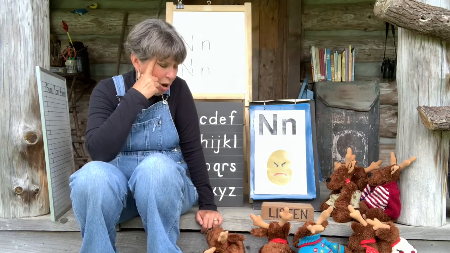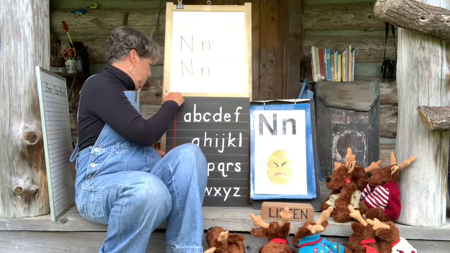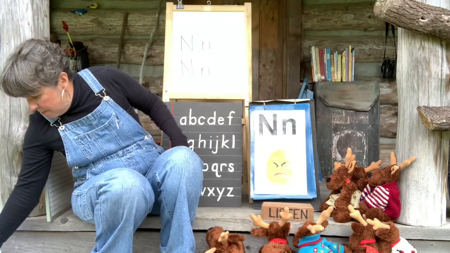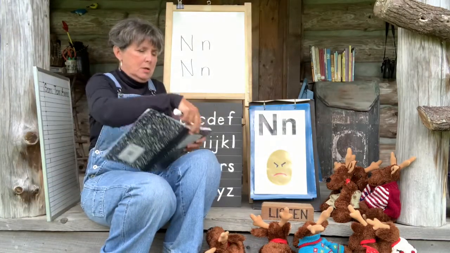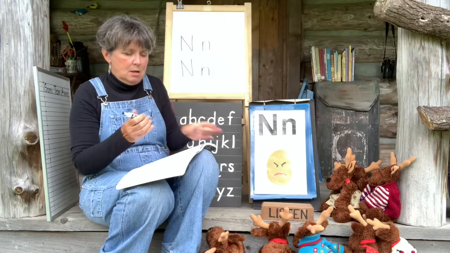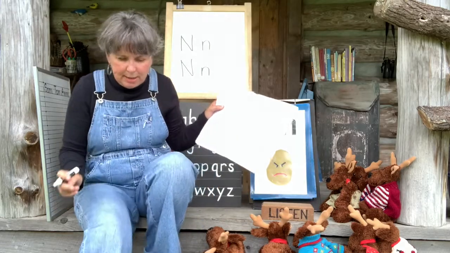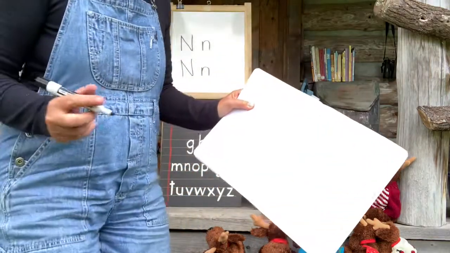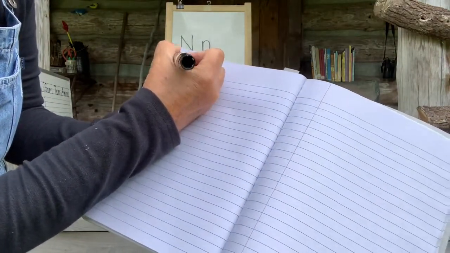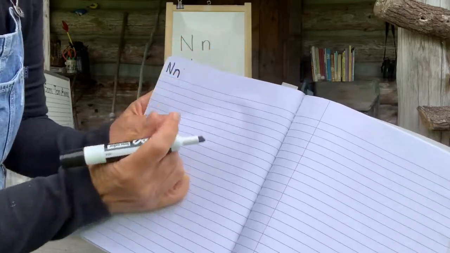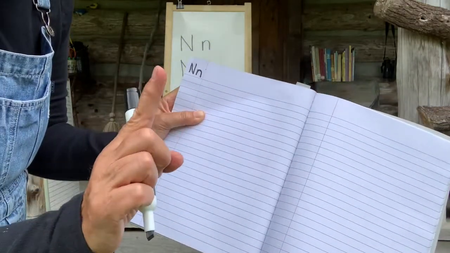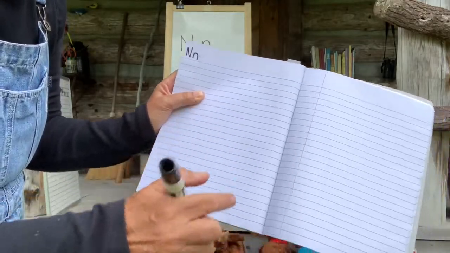Oh, who is going to be our artist today? Who is going to be the artist that will make things that begin with the letter N? Oh, it's starting to rain just a little bit. Good thing we have a little roof on us. N. Here's uppercase N and lowercase n, so that you can make your illustrations of things that begin with N on your page.